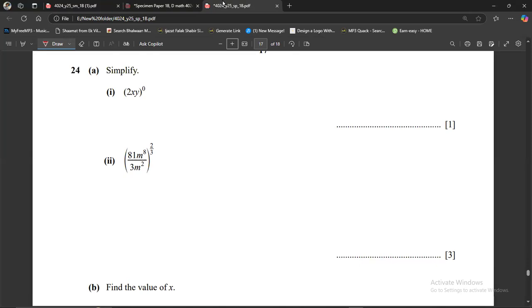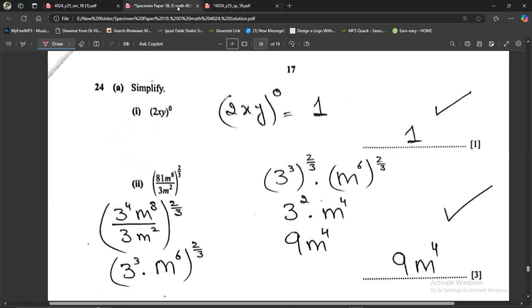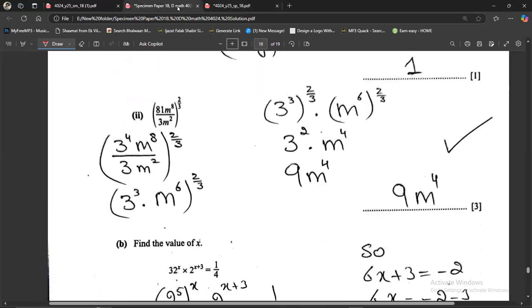Then we have question number 24A, second part. It says 81 m raised to power 8 divided by 3m square, and the whole thing is raised to power 2 by 3. First of all, I will simplify inside the bracket because 81 can be cancelled with the 3 and m8 can be cancelled with the m square. So 81 is 3 raised to power 4.